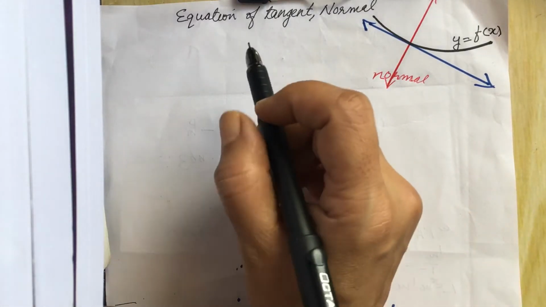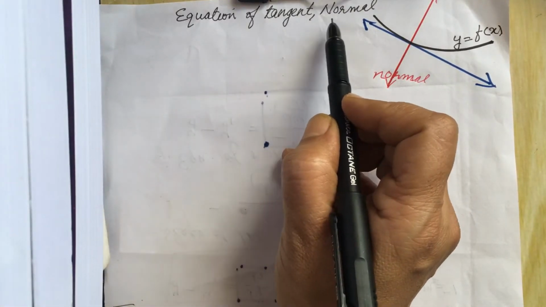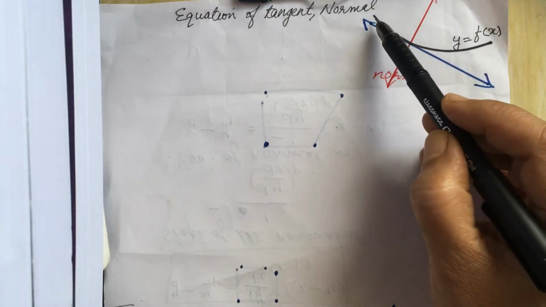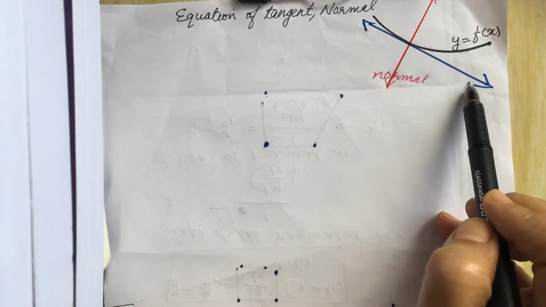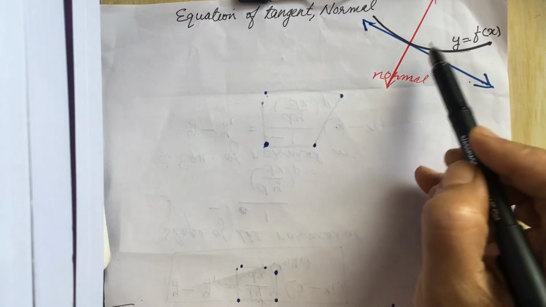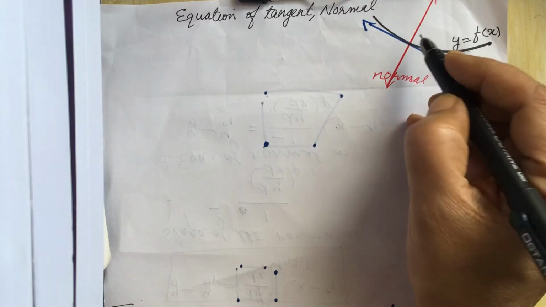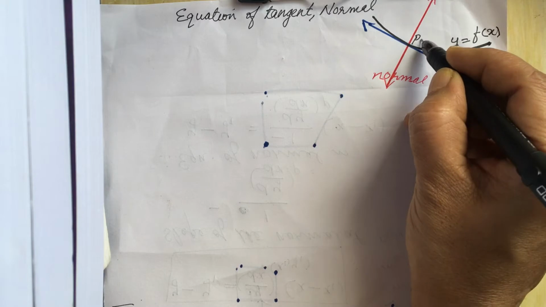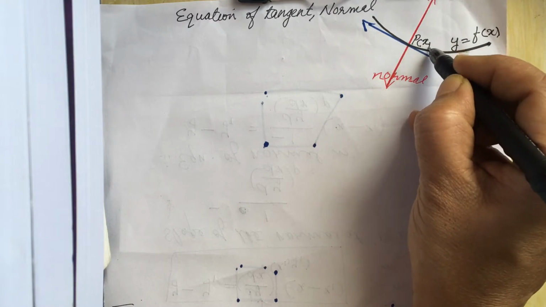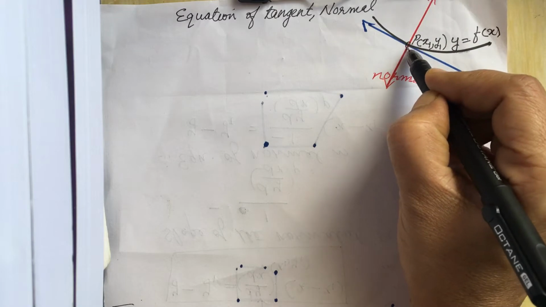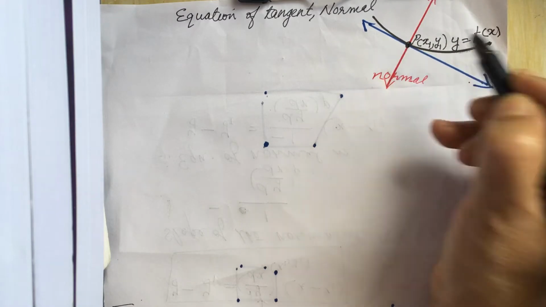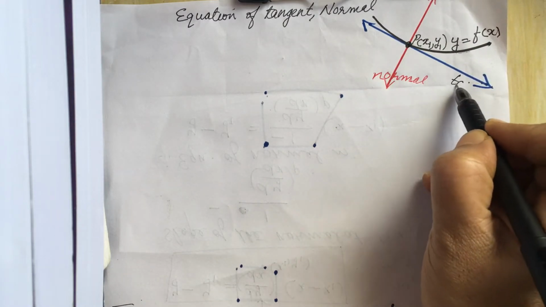Today's class is about the equation of tangent and normal. Suppose y equal to f of x is your curve. Tangent is the straight line which touches the curve only at one point P. Let this point P be x1, y1, and we can say that this is a point of contact. This is your tangent.